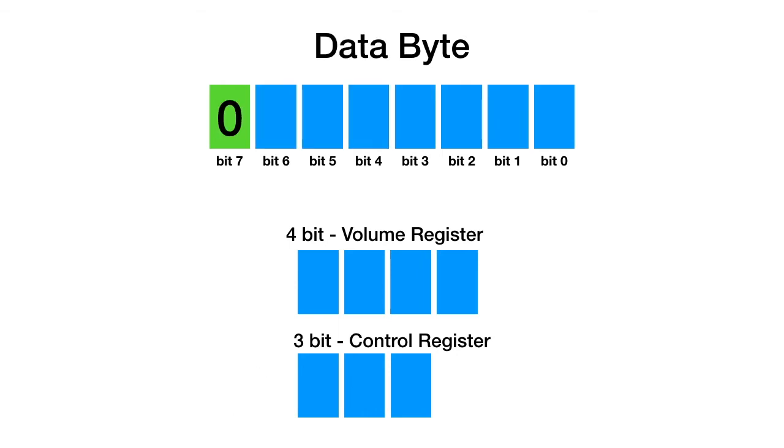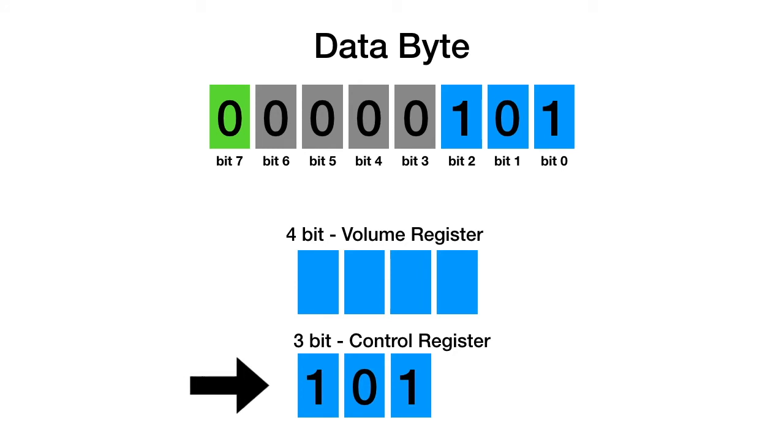You can still use data bytes to write to the control register after a latch byte. Bit 7 would be a 0 to denote a data byte. Bit 6 is always ignored in a data byte, and there are 6 data bits. But again, because the control register is only 3 bits wide, bits 3, 4, and 5 are also ignored. So the last 3 bits are the bits that are written to the control register.